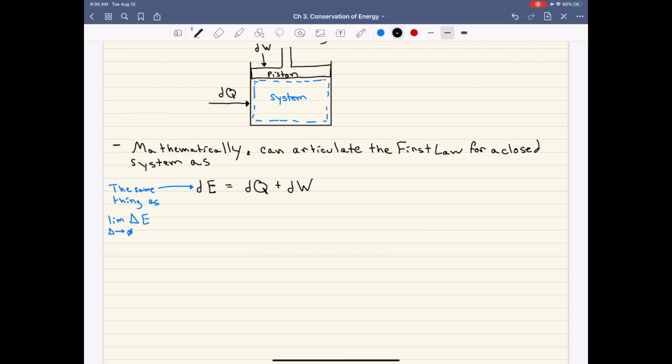Now, when we apply the first law of thermodynamics to a closed system, it's typically presented in two different ways.